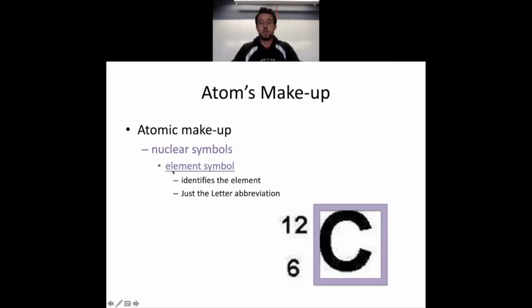But the element symbol identifies the element. It's just a letter abbreviation. So write that down about element symbol. And then I would find maybe a different color to highlight the C from your nuclear symbol. Just highlight the C specifically. And then you can write down that that is an element symbol.